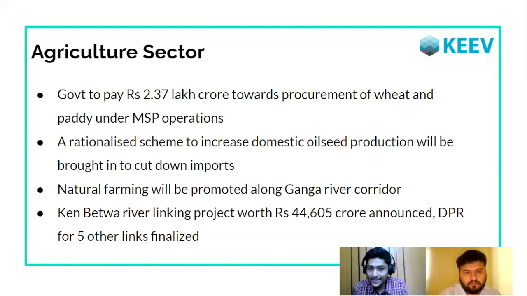Right. A rationalized scheme to increase domestic oilseed production will be brought in to cut down imports. तो मोस्टली ऑयल ज्यादा इंपोर्ट होता है, तो वो कट डाउन करने के लिए है ये स्कीम, राइट? Exactly. So और edible oil import होता है. Again, edible oil पे उन्होंने apart from this, they've put a custom duty also. So that edible oil import will also become a little expensive. And you are bringing a scheme to improve domestic production also. So this helps in both ways.